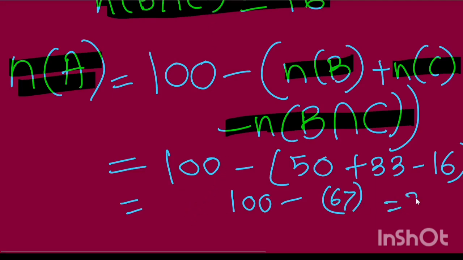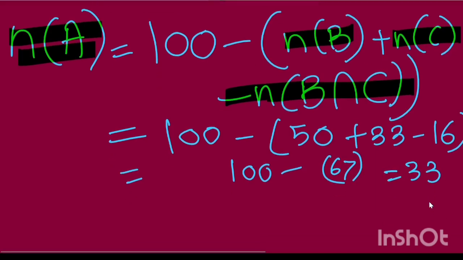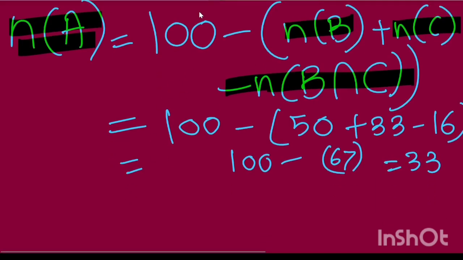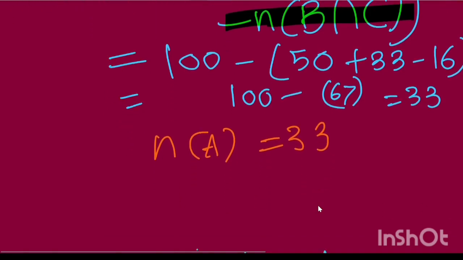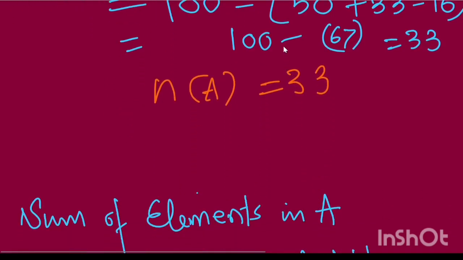It is 33, guys. So Na, the number of elements, is 33. That is the answer to the first question. But the second question asks for the sum of elements in A. This is what they are asking in the second question, guys. We need to find the sum of elements in A.